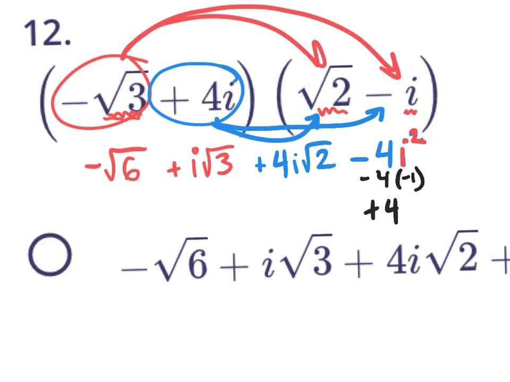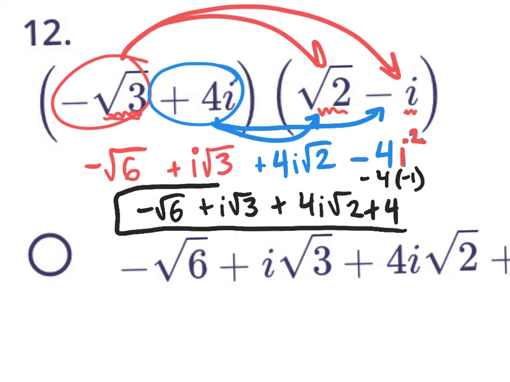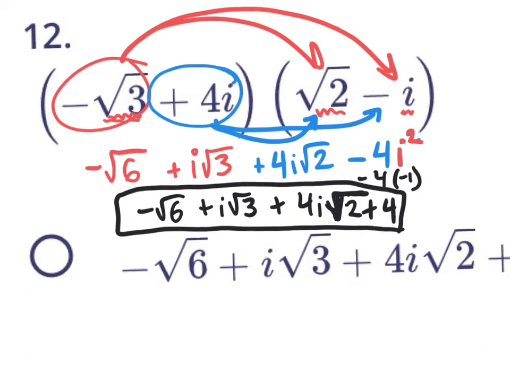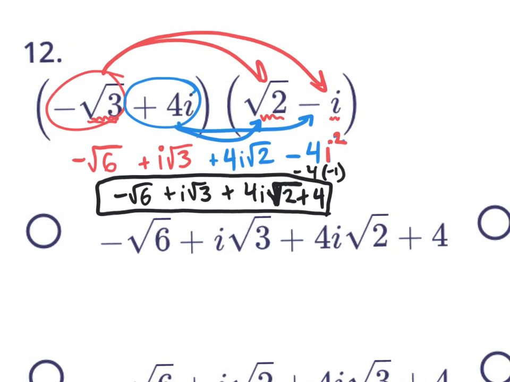So what we have here so far is negative square root of 6 plus i square root of 3 plus 4i square root of 2 plus 4. And notice that you cannot combine any of those, right? You cannot combine the square root of 3 with the square root of 2. They're all different. That was kind of ugly. Let me fix that. There you go. So there's your final answer. And as you could see, that is this option right here.